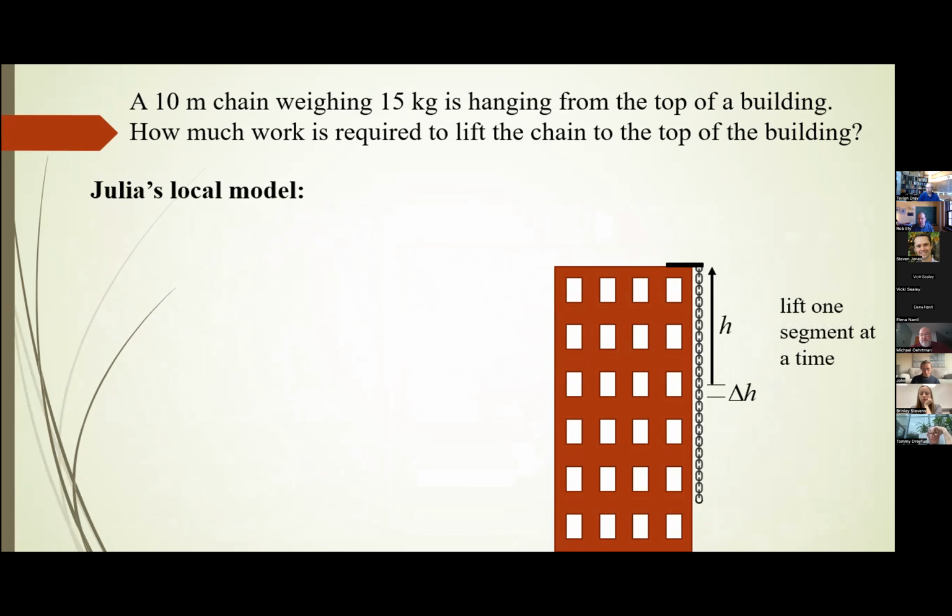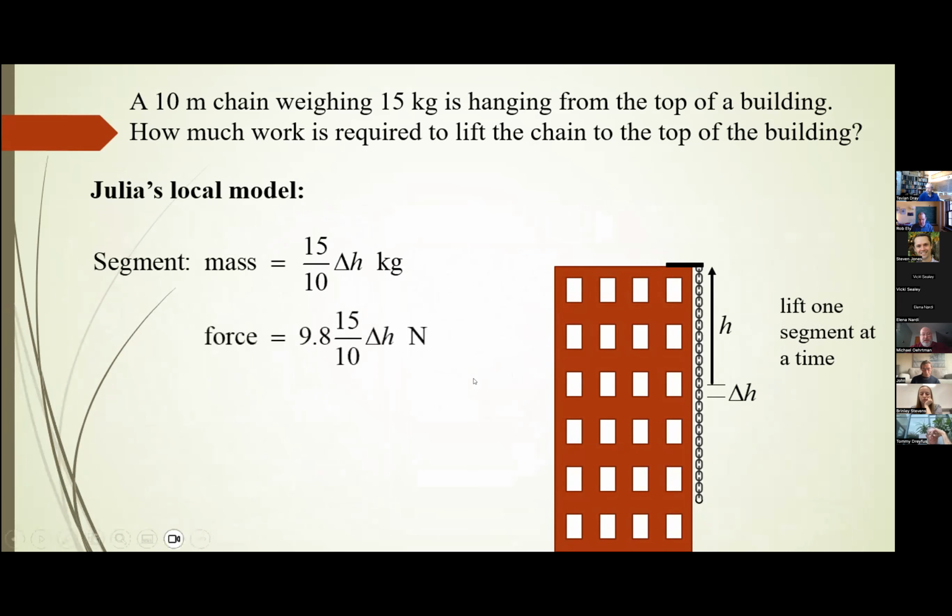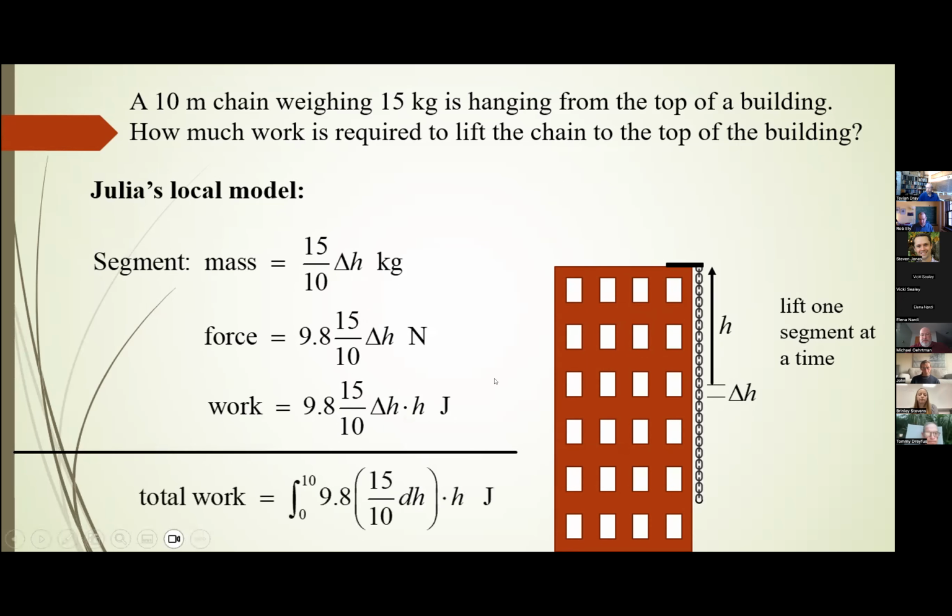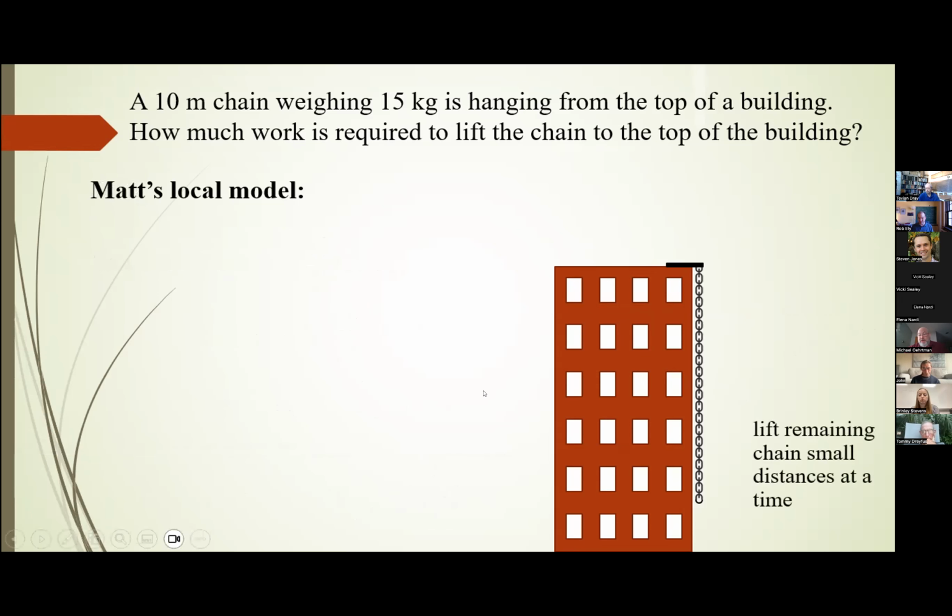For her, the delta H referred to a small length of chain segment, and H was the distance that she was imagining those segments moving. So she developed her model applied locally to each of those little bits. That's how her definite integral emerged. Matt, on the other hand, was imagining moving the entire remaining amount of chain one small segment at a time.